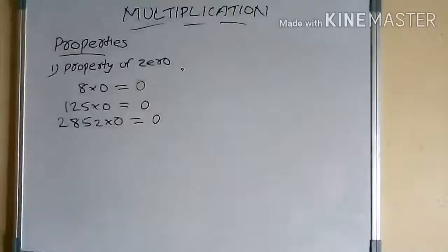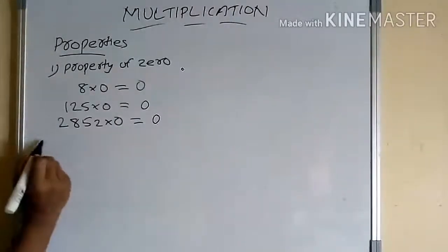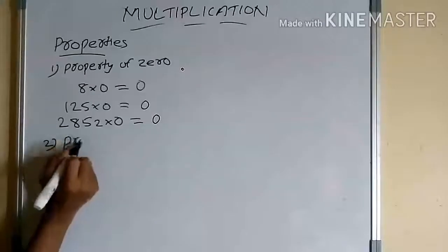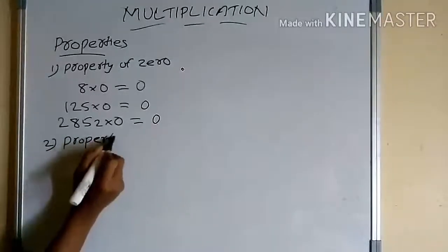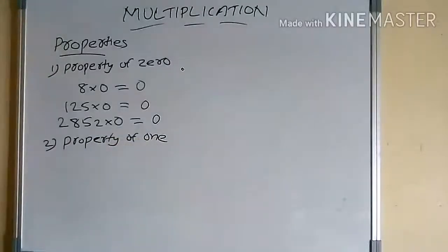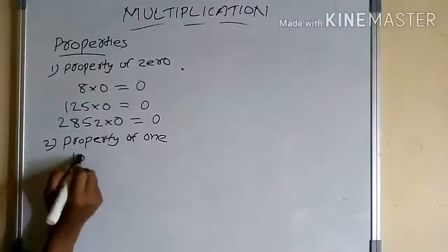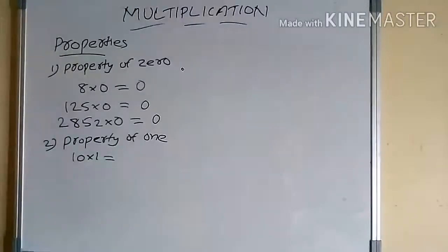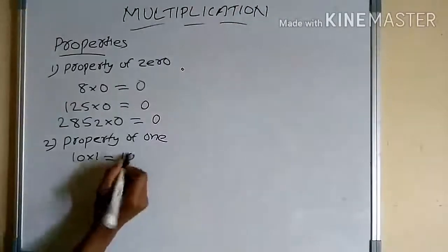Okay. Next property is property of 1. Second property of multiplication is property of 1. When any number is multiplied with 1, the result is that number itself. That is 10 into 1. What is the answer? When any number multiplied with 1, the result is that number itself. So what is the answer? 10 itself.